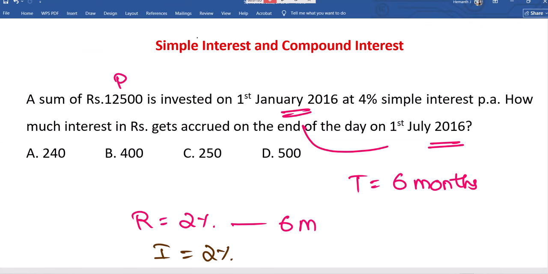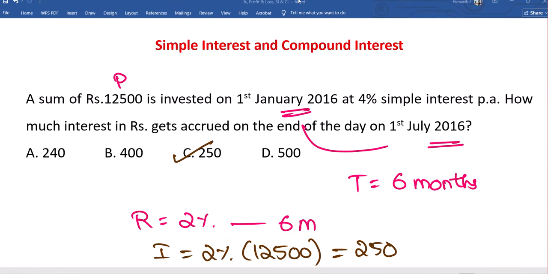Interest is 2% of 12,500. 1% is 125, removing 2 zeros. 2% is 250. Option C is the answer here, 250. Time is 1st January 2016 to 1st July 2016. So 7th month, sir? But the first date, the 7th month is not completed. 1st Jan to 1st July, 6 months only.